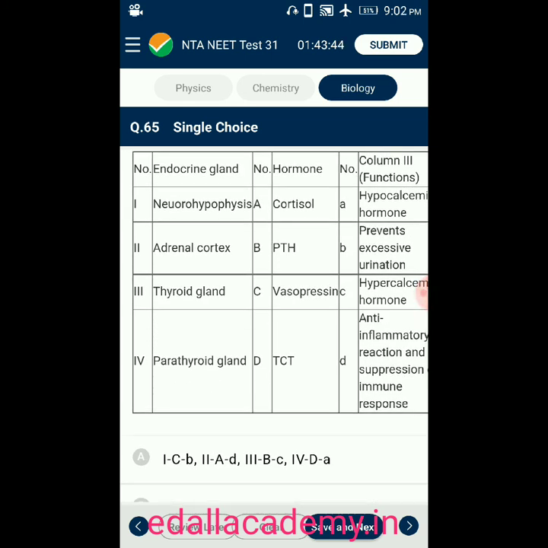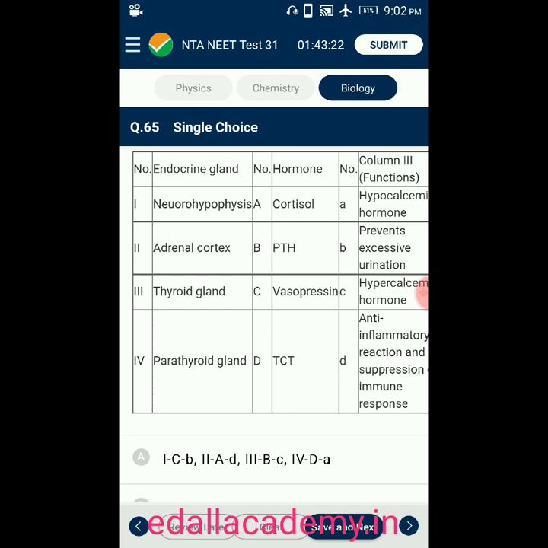First one, neurohypophysis. It is located on the posterior pituitary and secretes the hormone vasopressin, also known as antidiuretic hormone, also called ADH. This hormone is responsible for reabsorption of water from the renal tubules and hence prevents excessive urination.